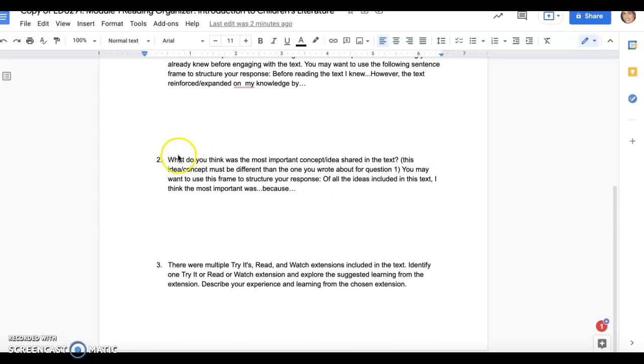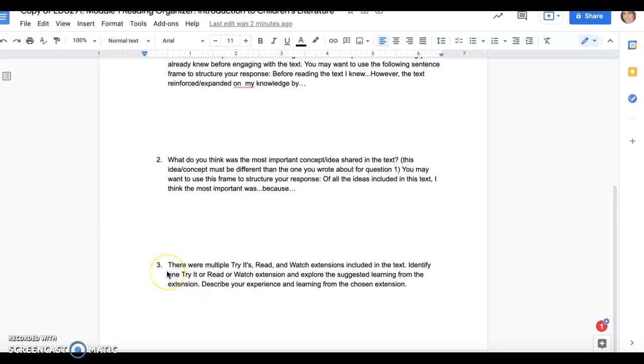Number 2, what do you think was the most important concept or idea that was shared in the text? This idea or concept must be different from the one that you wrote above. You can use this sentence starter: Of all the ideas included in the text, I think the most important was blank because blank. You don't have to use a sentence starter if you don't want to, but sometimes I find them helpful.